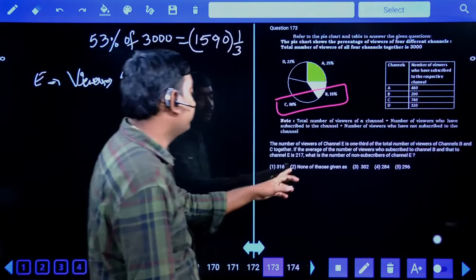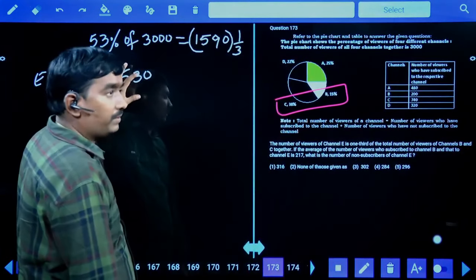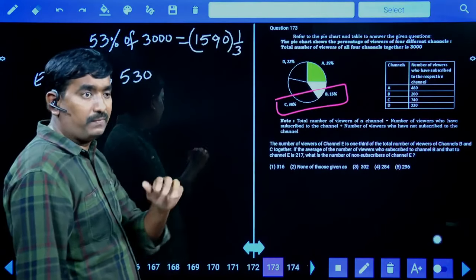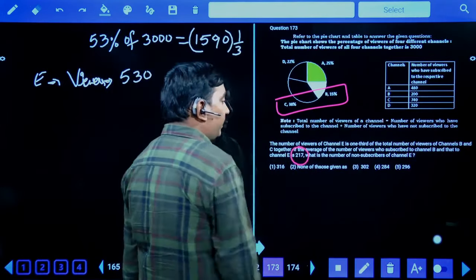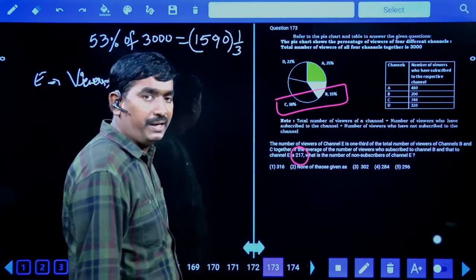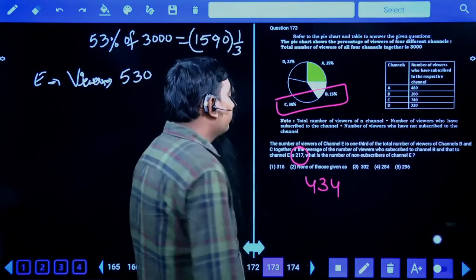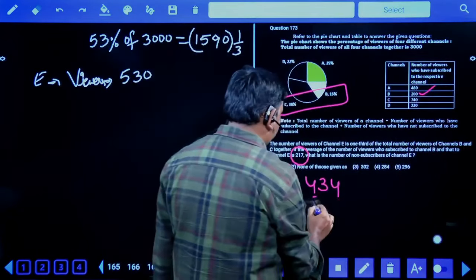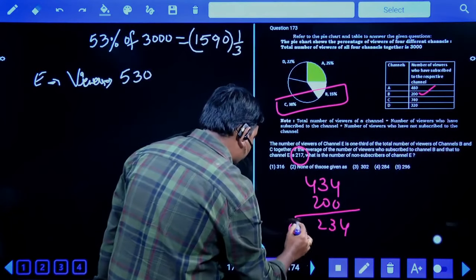The question is here. Non-subscribers of channel E means out of total viewers, we need to subtract subscribers of channel E. First of all, subscribers of channel E: the average subscribers of channels E and B is 217. 217 is average, means total 434. Out of 434, channel B subscribers are 200. So the remaining 234 belongs to channel E subscribers.